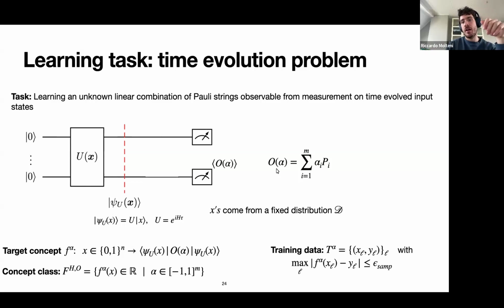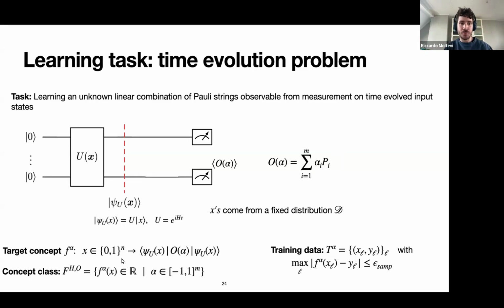Alpha will be a vector. And for every Pauli string, there is a coefficient alpha_i. And of course, we are talking about local Paulis, so these sums will contain polynomially many terms. It's not an exponentially-many-term sum. So in our case, these concepts are labeled by alpha and take a bit string and output a real number, which is the expectation value of this time-evolved state for this unknown observable.